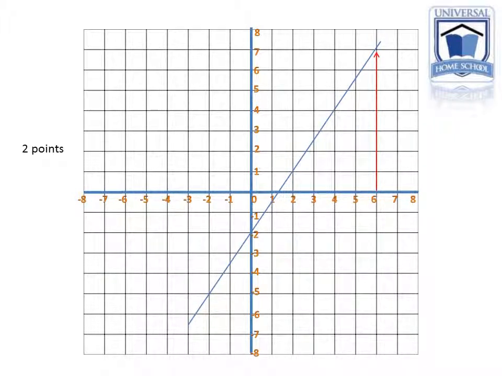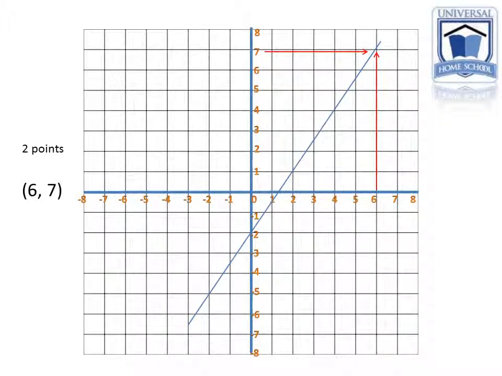Okay, now what do we do if we want to read a point off the line? How do we get the coordinates off a line? Well, first of all, we want to look at the easiest point that we can read. For instance, here's an easy point. That would be (6, 7). Now, we could use any point on the line. We could even use it right here, and that would be, say, 4 1/4 and 4 3/4. But we want to make it simple.